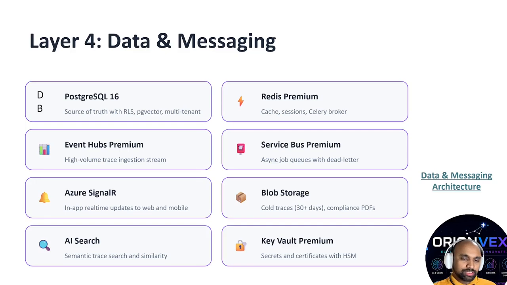In this data and messaging layer, the database concept comes into the picture, and also security. Then what else? We have Redis, which is used for caching. For the DB, we are using PostgreSQL, and Redis for caching. Event Hubs Premium we are using. Service Bus for async job queues. Azure SignalR for in-app real-time updates for web and mobile, Blob Storage for cold storage, and AI Search for semantic trace and keyword search.